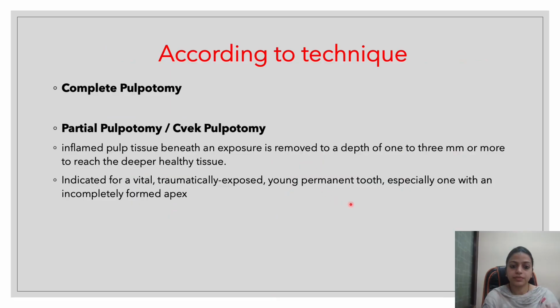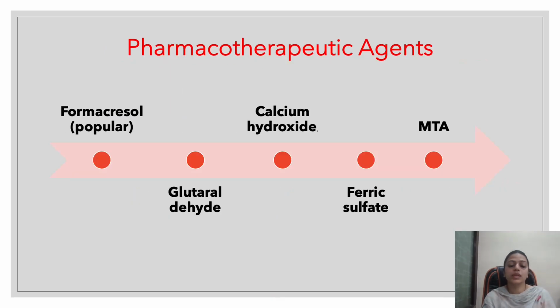It is indicated for vital traumatically exposed young permanent teeth, especially where the root formation has not been completed. It is still incomplete. There it is mostly indicated. Now let's have a look at the pharmacotherapeutic agents. The most popular ones are formocresol, followed by glutaraldehyde, calcium hydroxide, ferric sulfate, and MTA.